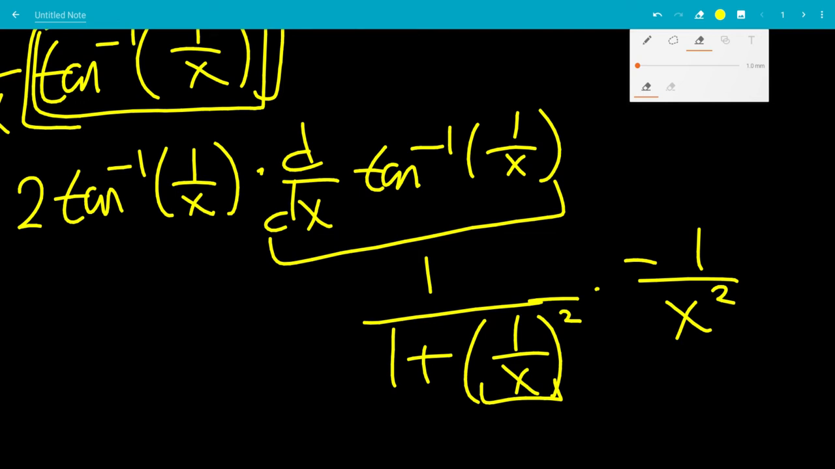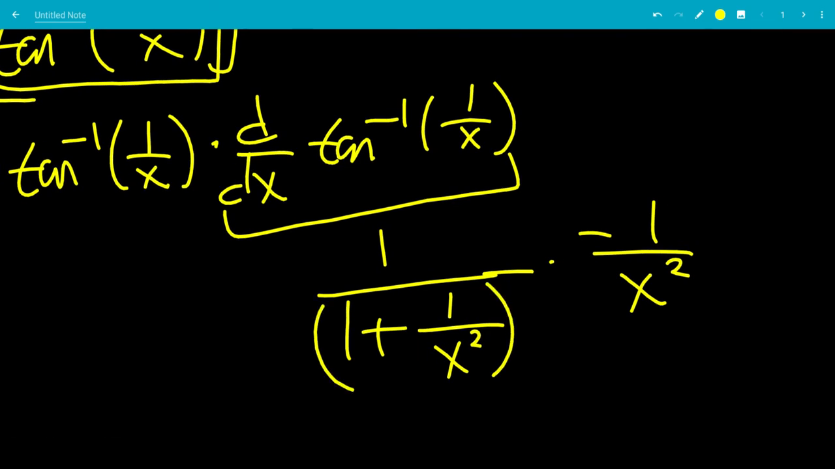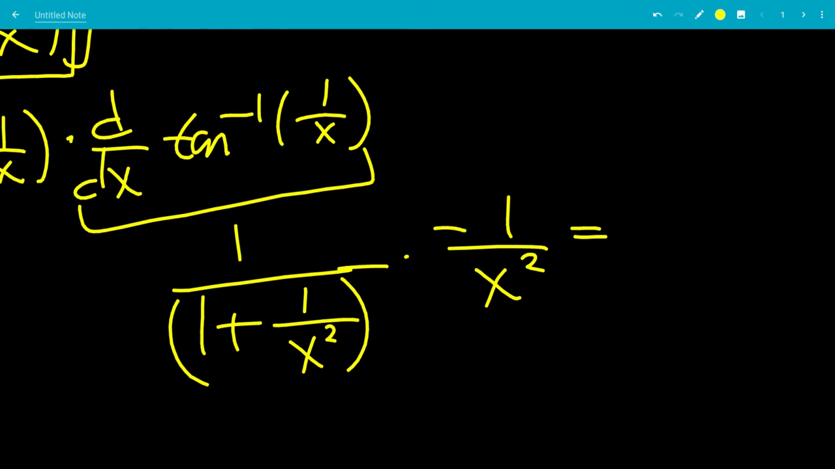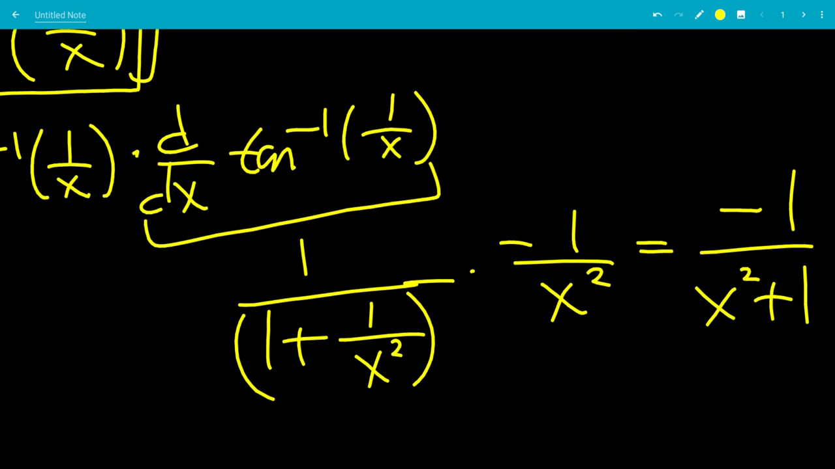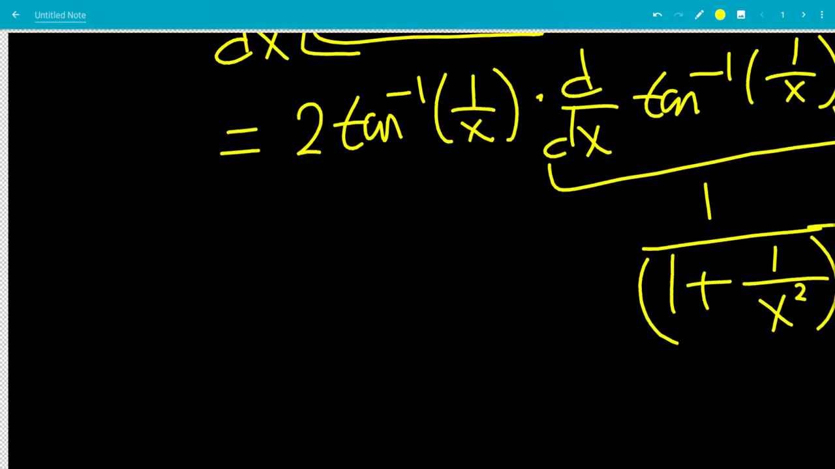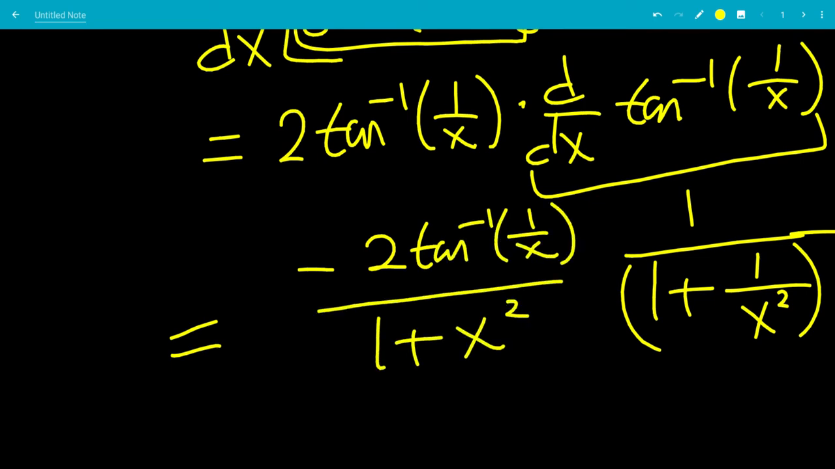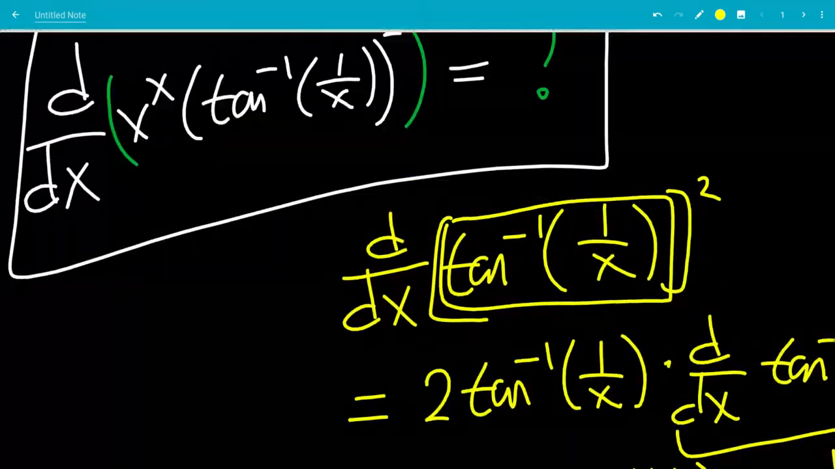Now we know that 1 over x quantity squared is the same thing as 1 over x squared, because 1 squared is just 1. Okay. You can use this in parentheses, so now this will be negative 1 on the top all over x squared times 1, which is x squared, plus x squared times 1 over x squared, which is 1. So the derivative with respect to x of the inverse tangent of 1 over x is negative 1 over x squared plus 1. Okay, good. So in total, this will be negative 2 inverse tangent of 1 over x all over 1 plus x squared. Okay, so now we're going to do the derivative of this.